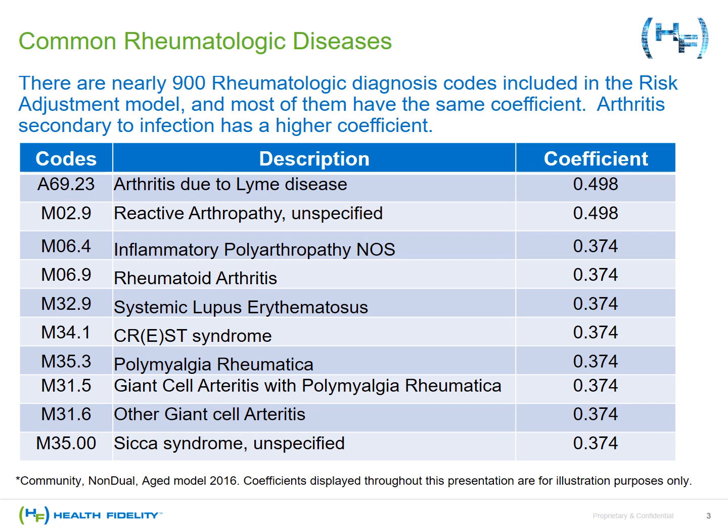There are nearly 900 rheumatologic diagnosis codes included in the risk adjustment model, and most of them have the same coefficient. As you can see in the table below, common conditions such as rheumatoid arthritis, lupus, polymyalgia rheumatica, or sickle syndrome all have the same coefficient of 0.374. However, arthritis secondary to infection will have a higher coefficient, so for situations such as arthritis due to Lyme disease or reactive arthropathy, the coefficient is higher at 0.498.